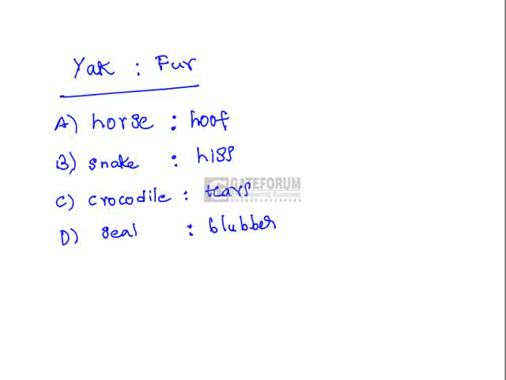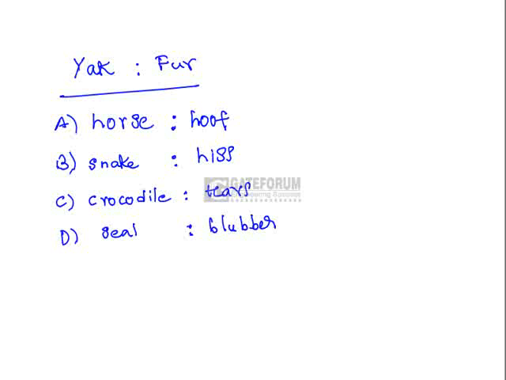Snake and hiss. Snake makes a sound of hissing. Therefore, this is not the same. Fur is not the sound made by yak. Therefore, B can't be the answer. There is no relation. C, crocodile and tears. Tears again, it's not the protective layer of a crocodile. It's only shedding tears. So crocodile tears, to tease somebody who says something which is not very honest.